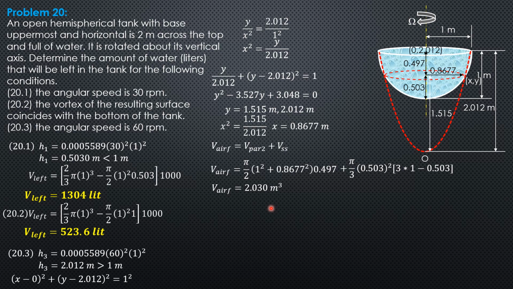Therefore, the volume of water left is volume of hemisphere minus volume of air final. 2/3 pi 1 cube for hemisphere, then minus 2.03 times 1000. So the final volume that is left in the tank in liters is 64.4 liters. So that's it, and take note, this is the last example.